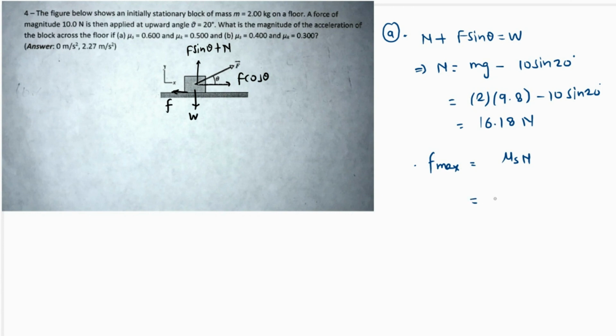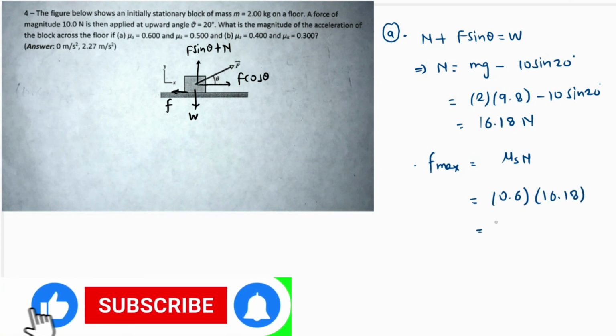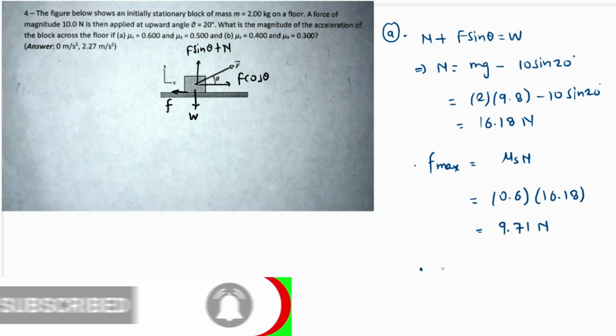Now we can easily find the maximum value of the friction, which is mu s times the normal reaction, if the static friction will try to inhibit the motion. So that's 0.6 times 16.18. If we multiply this with 0.6, we are getting 9.71 newton. And what is the horizontal force?